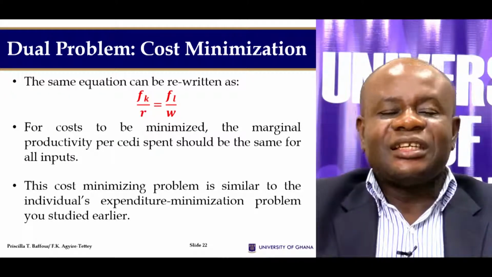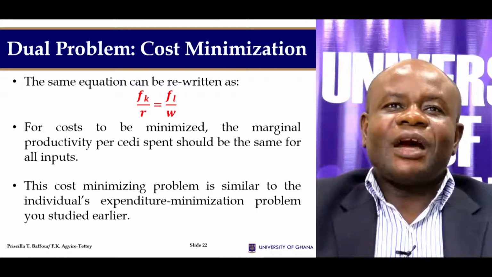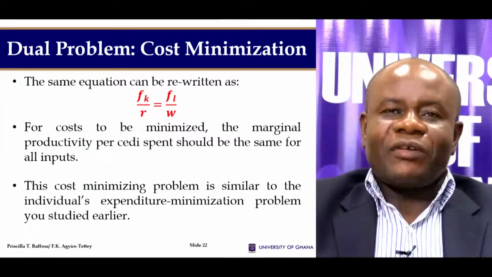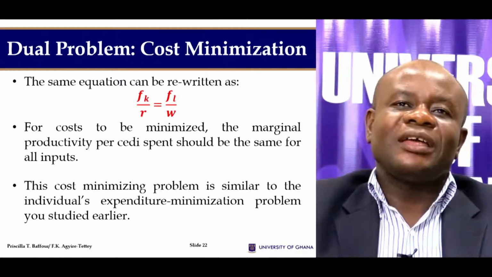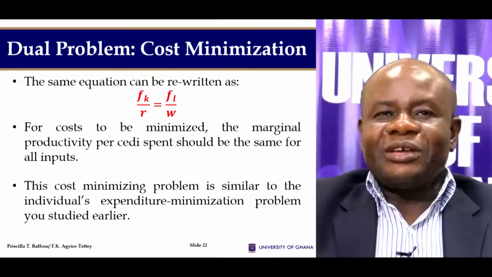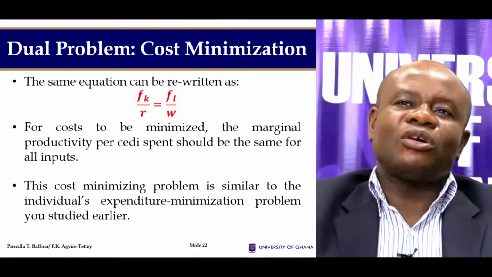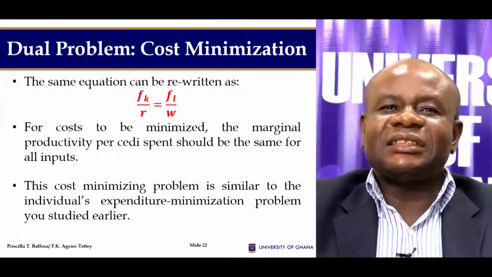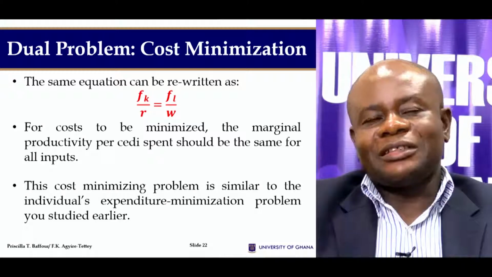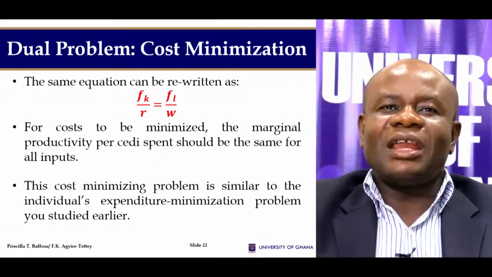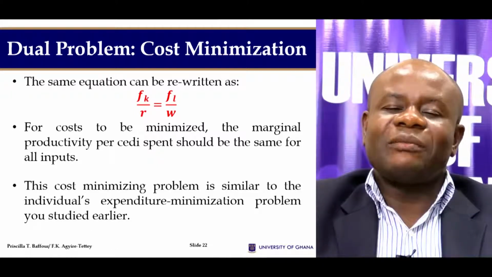And this equation can also be rewritten as the marginal product of capital divided by the price of capital equal to the marginal product of labor divided by the price of labor. So in other words, we are saying that for the firm to minimize its cost, the marginal productivity per cedi spent should be the same for all inputs. So the marginal product of labor divided by the price of labor must be equal to the marginal product of capital divided by the price of capital.